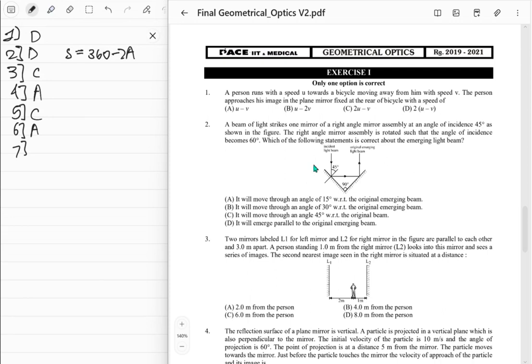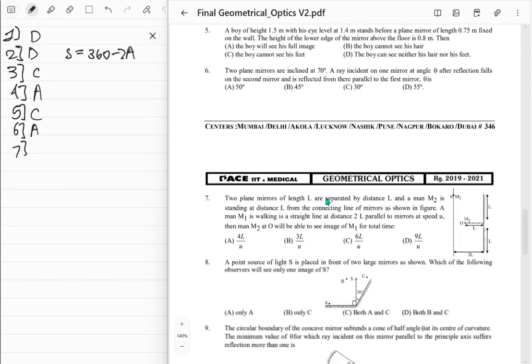Seventh: two plane mirrors of length L, separated by distance L. Wait, I don't get it. What is the diagram for this? Two plane mirrors of length L separated by distance L, and a man at distance L from the connecting line of the mirrors as shown.